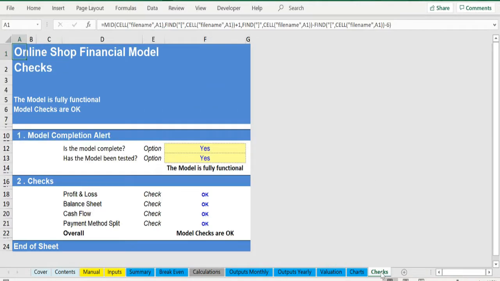Checks, a dedicated worksheet that makes sure that everything is working as it should. Important notice: yellow indicates inputs and assumptions that the user is able to change, blue cells are used for called up cells, and white cells with black characters indicates calculation cells.